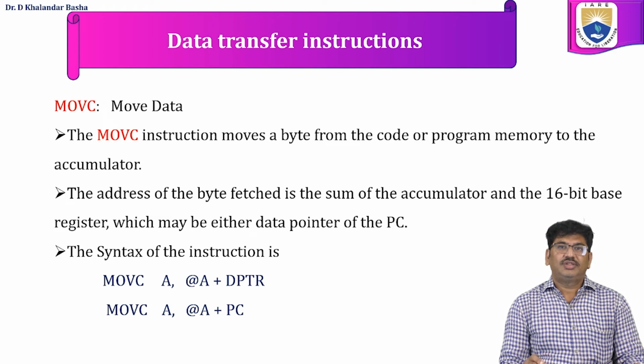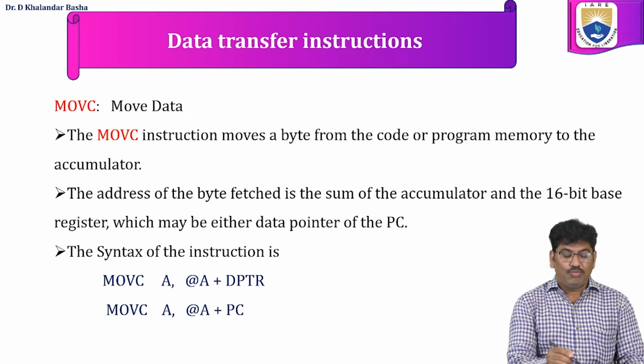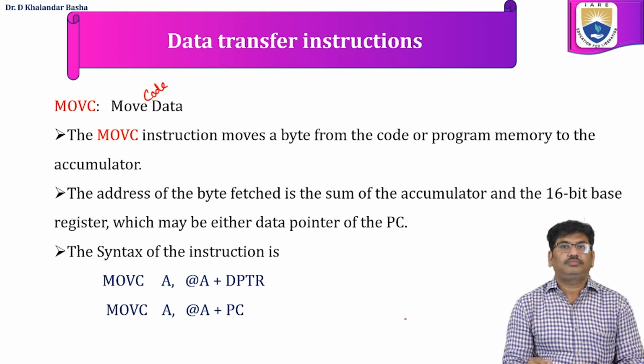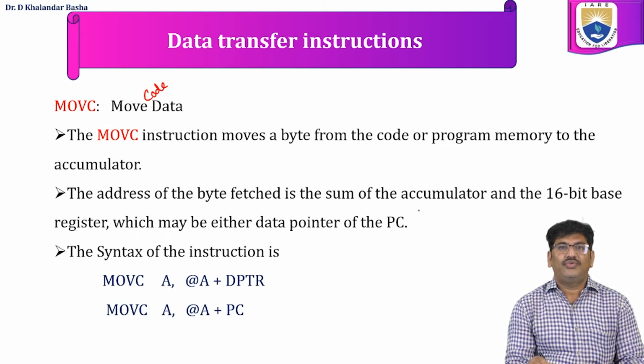The next instruction is MOVC. The MOVC instruction is for move code data. The MOVC instruction moves a byte from the code or program memory to the accumulator. For this instruction, the destination is always the accumulator. The address of the byte to be fetched is the sum of the accumulator and a 16-bit register, which may be the data pointer or the program counter.